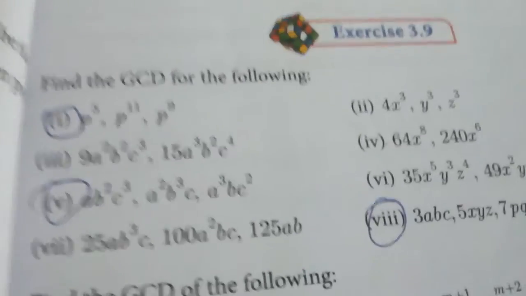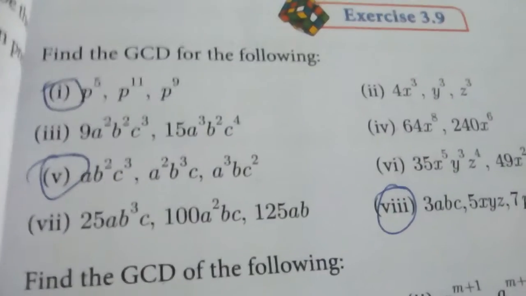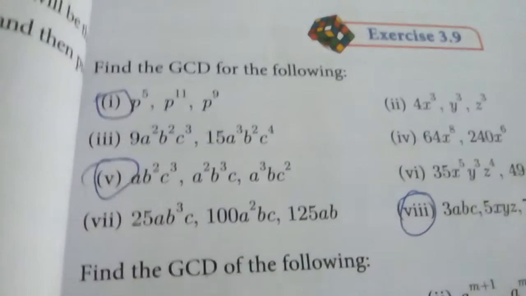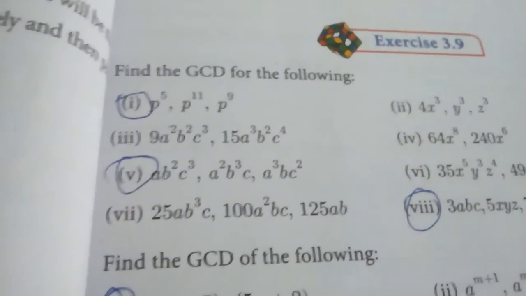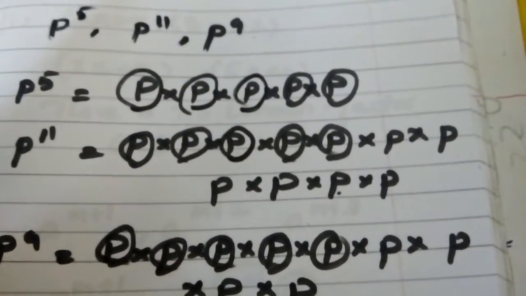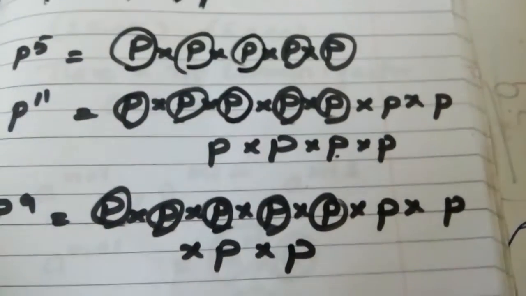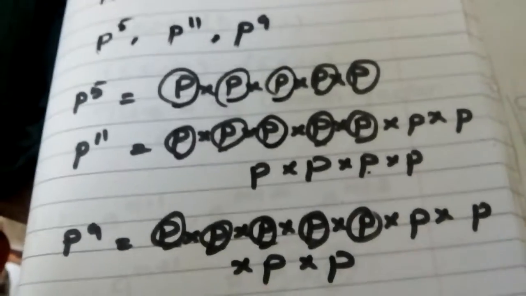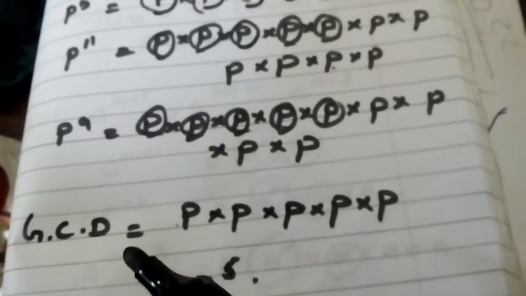Now the first question is p power 5, p power 11 and p power 9. By seeing it itself, I can tell the answer is p power 5. Why? Because p power 5 is there in the other two values. But anyway we have to do it and show. So for that process I am doing it here. See, p power 5 is p, 5 times. P power 11 is p, 11 times. And p power 9 is p, 9 times. The common part is p, 5 times. So I can write greatest common divisor is equal to p power 5. Is it clear?